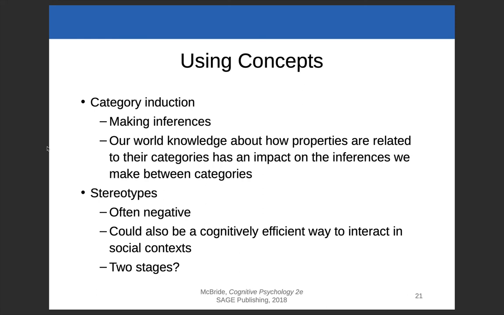Another example of using concepts aside from inducing from categories is, of course, stereotypes. This is where we make inductive inferences about events, objects, people, social situations. A lot of times stereotypes are perceived as negative, but they don't have to be. We use stereotypes as quick ways of categorizing situations and objects. They're just more efficient. They're a very fundamental and efficient way that we have to interact in social contexts.